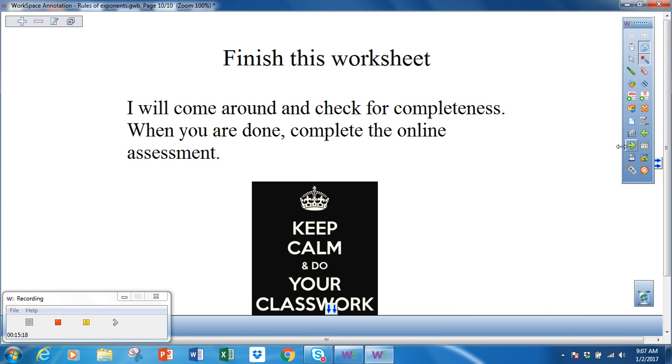So what I would like for you to do is finish this worksheet. When you finish, raise your hand, and I will come and check it for completeness. And then once you're done with that, there's an online assessment that you must complete by the end of the day. I think the online assessment is like 20 questions. So if it starts to get late, you might want to do that online assessment and finish this worksheet for homework.